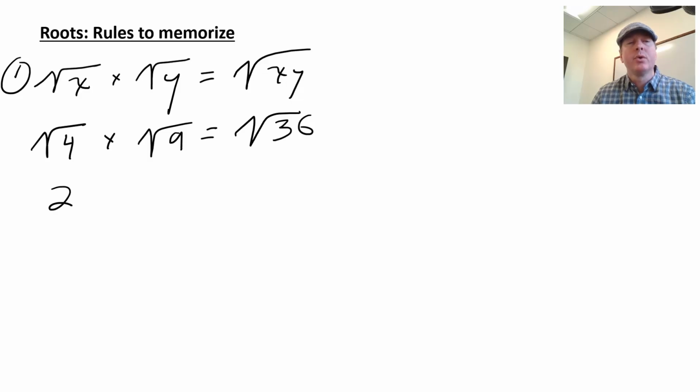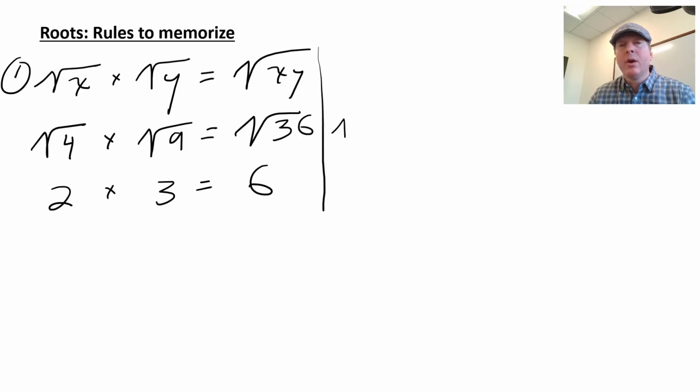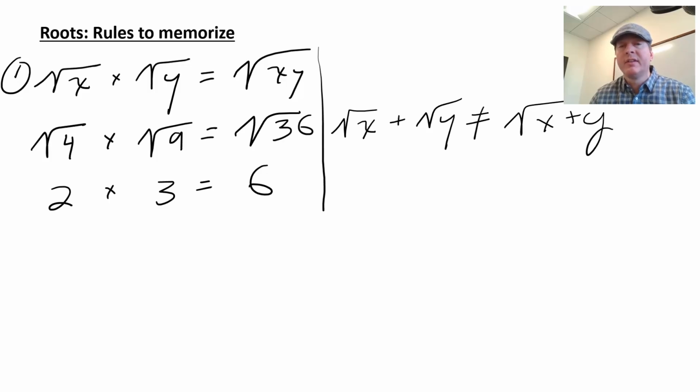And that makes sense. Square root of 4 is 2. Square root of 9 is 3. 2 times 3 equals 6. And yes, the square root of 36 is 6. So that's an important rule to memorize. Now, one thing I want to point out, suppose you were asked what is the square root of x plus the square root of y. That is not equal to the square root of x plus y, at least not most of the time.